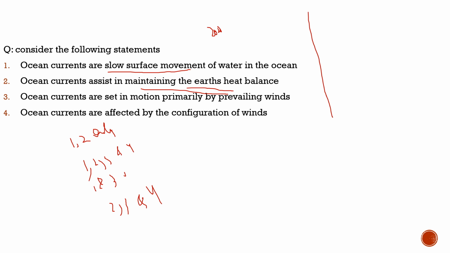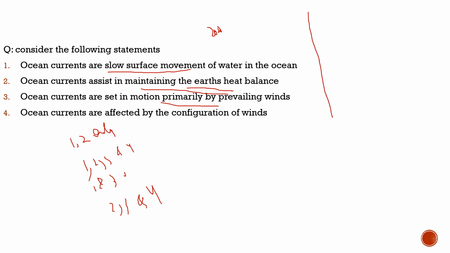So even with only basic knowledge about warm and cold currents, we can assume this might be true. Here I'm trying to explain that even if you don't know the answer, by having common sense you can mark the question correctly. The next statement says ocean currents are set in motion primarily by prevailing winds. Nothing is wrong with this statement either. Prevailing winds primarily set ocean currents into motion, so we can assume this too.